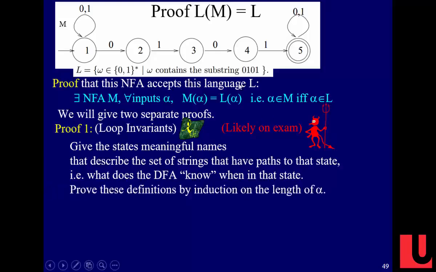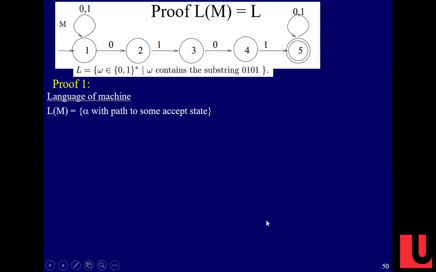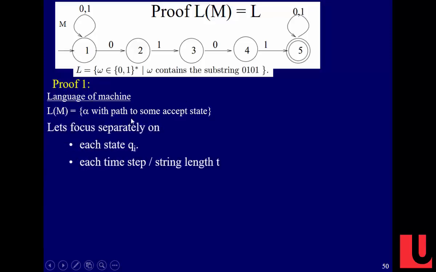And now, what are we going to do? We're going to prove by induction on the length of the string that these names are correct. So, here's how we're doing it. What is the language of the machine? By the definition of the machine, the language of the machine is the set of all strings that have a path to the accept state. That's just the definition. That's the language of the machine.